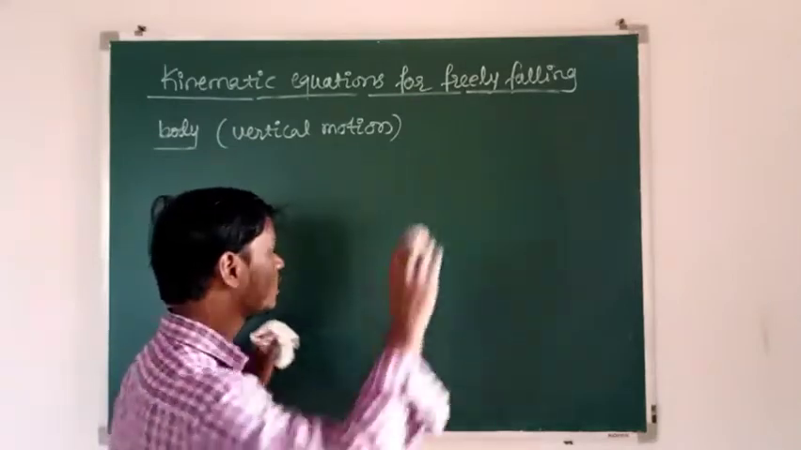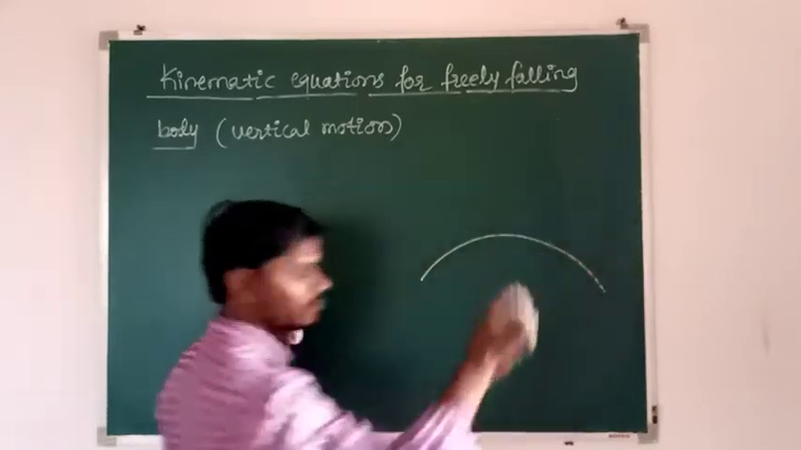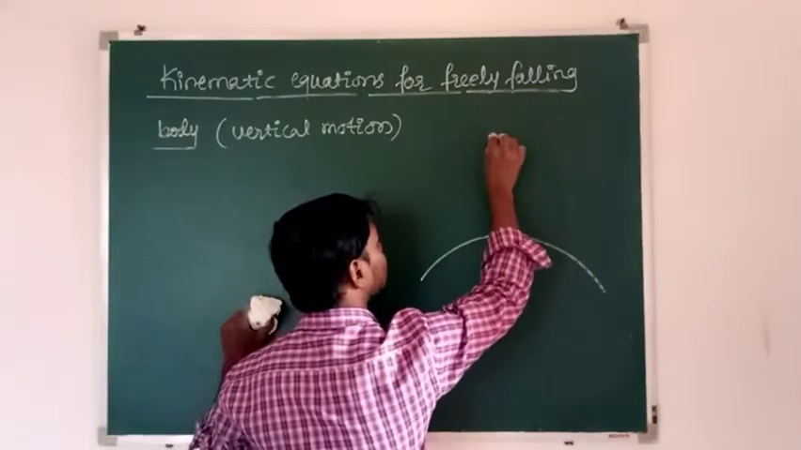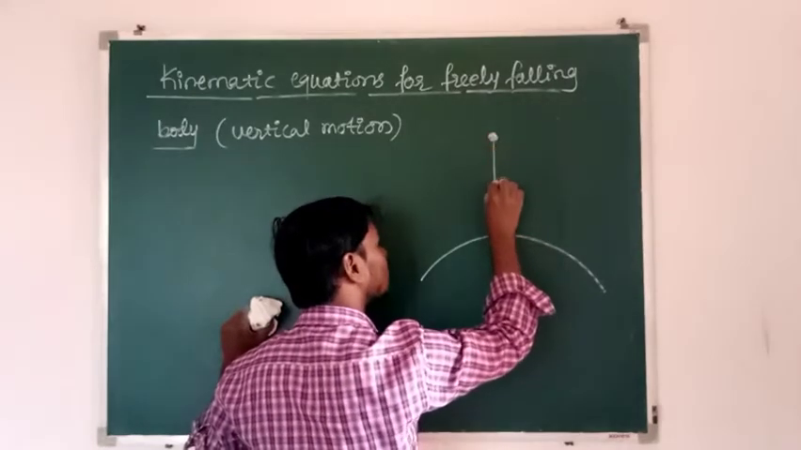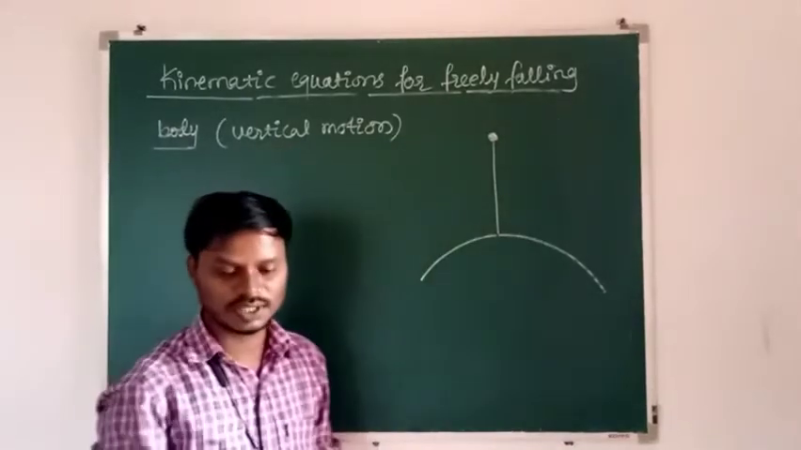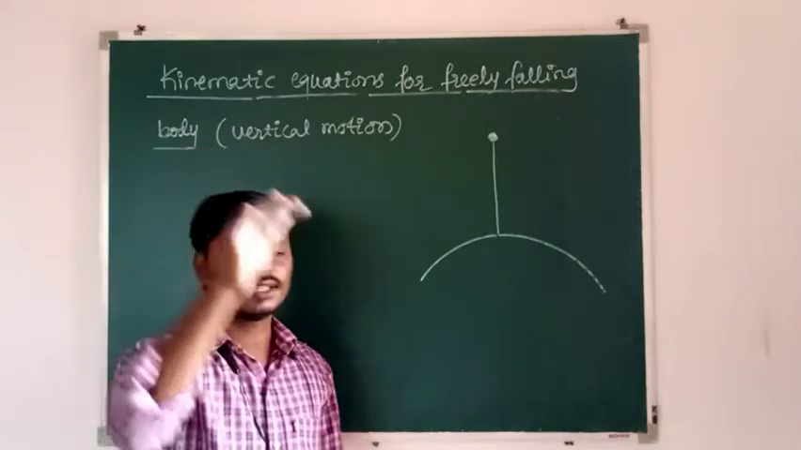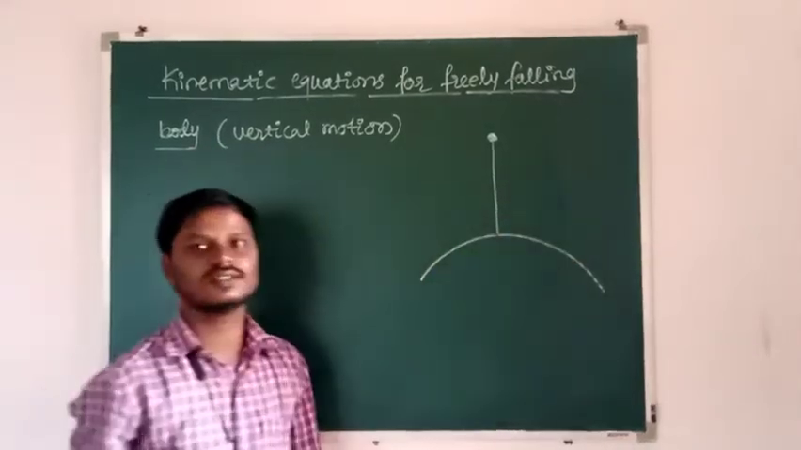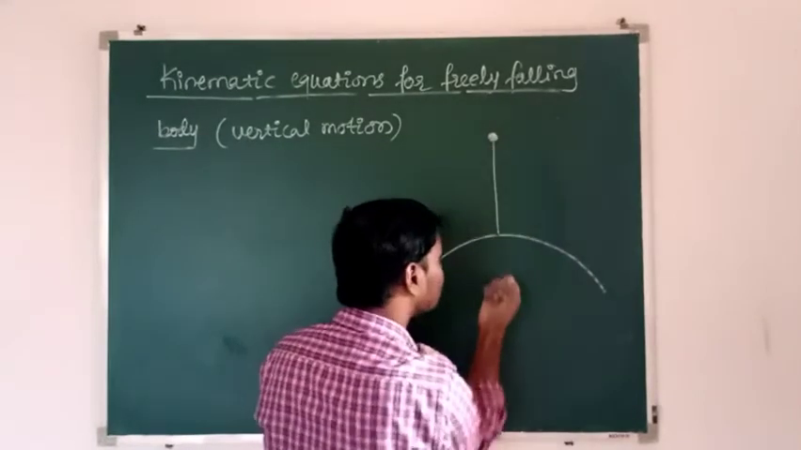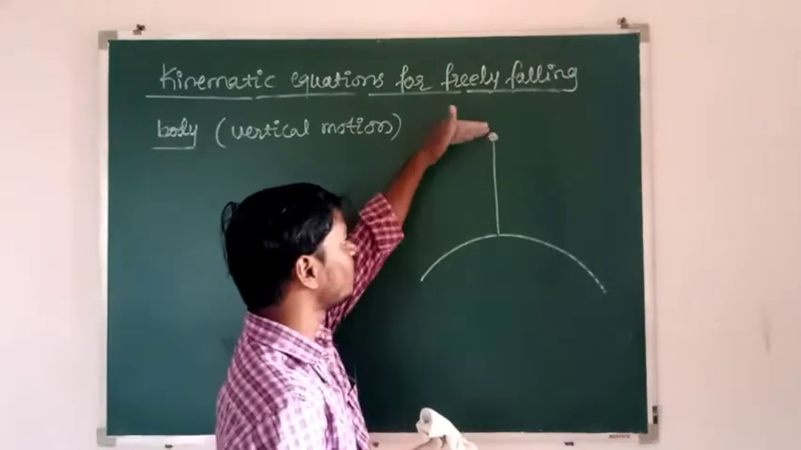Okay, so now see here, this is the surface of the earth. Now let us consider there is a body at a certain height from the surface of the earth, and I will drop this body. For example, this is a chalk. Now I will release this body. It falls down under the influence of Earth's gravitational force, because Earth's gravitational force attracts this body towards its center. Means the body is said to be falling freely.